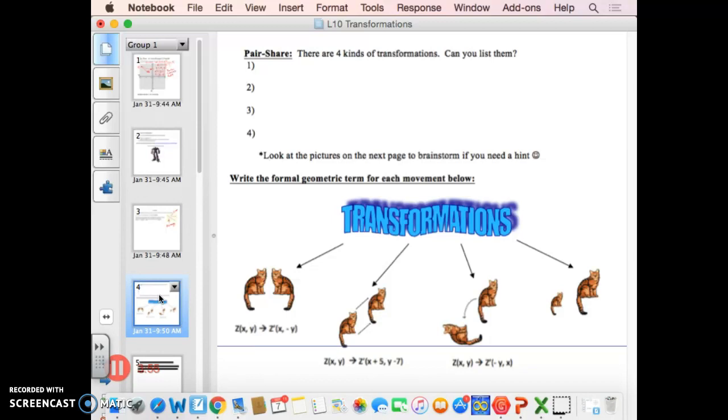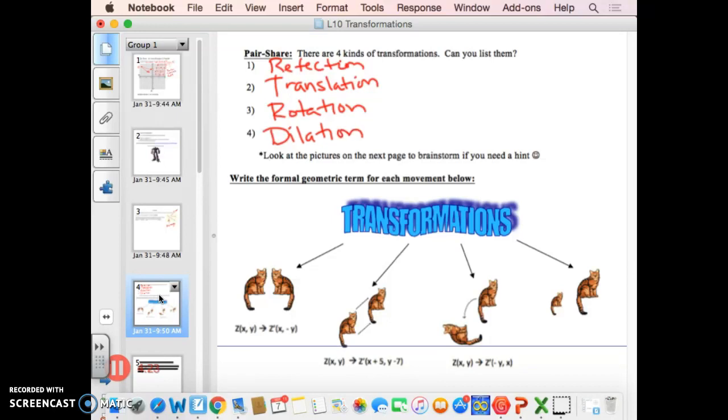Those are the main 4. So once again, there are 4 kinds of transformations. One is a reflection, and then you've got a translation, a rotation, and lastly, a dilation.